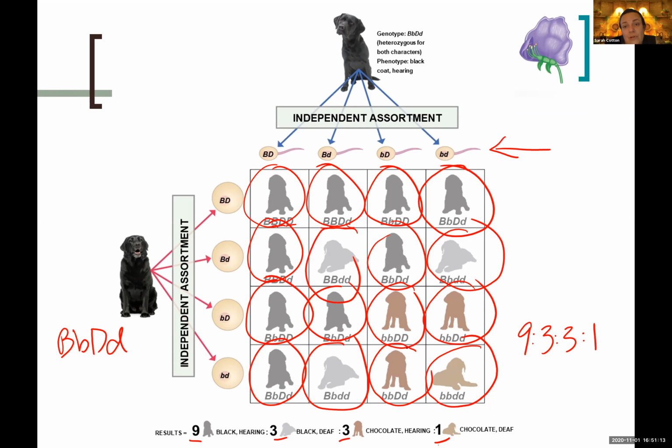So the 9 to 3 to 3 to 1 is the genotypic ratio or phenotypic ratio? It's the phenotypic ratio.